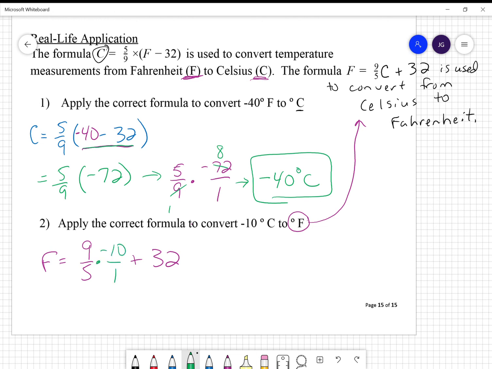And I'm going to go ahead and write it as a fraction because I'm going to multiply it by 9/5. Again, I can do that without my calculator. 5 and 10 cancel. So negative 9/5 times negative 10 is negative 18. Negative 18 plus 32 is 14 degrees Fahrenheit.